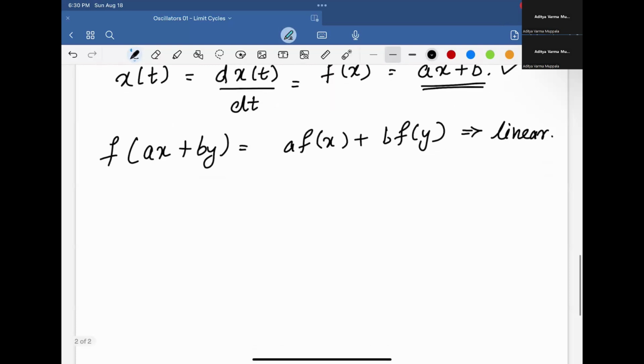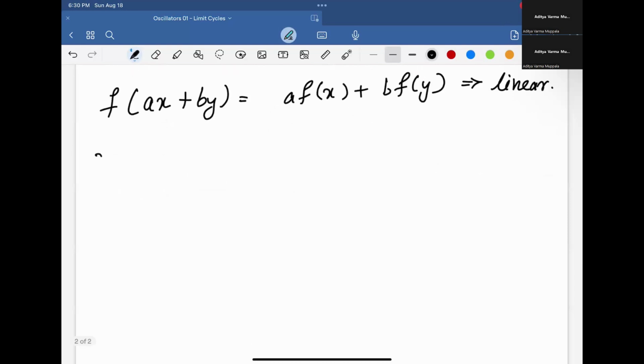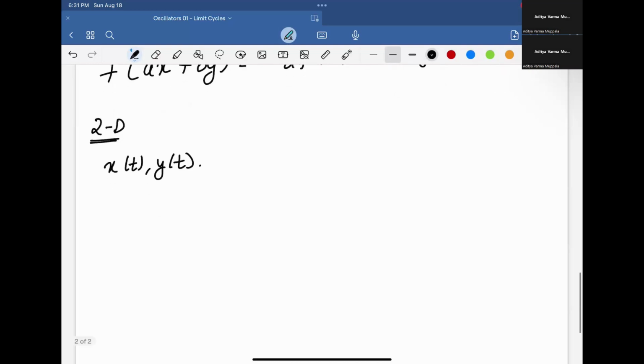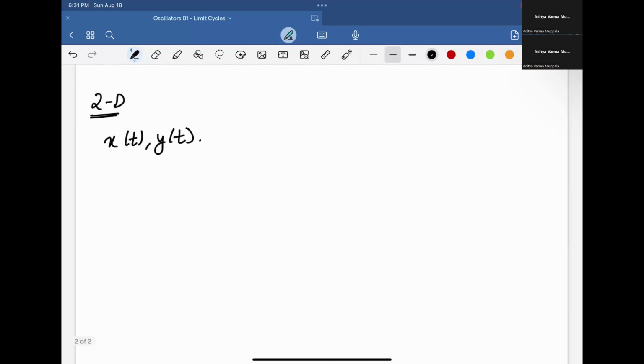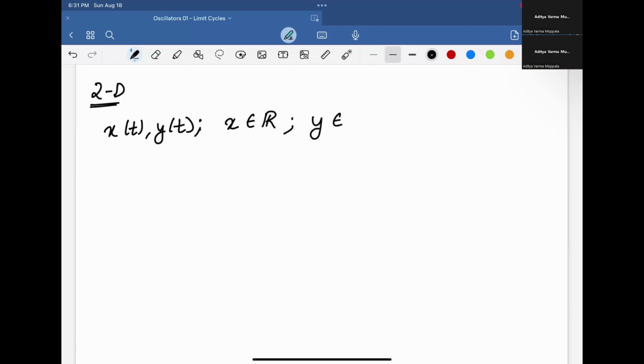It's pretty straightforward. We can quickly move into the 2D case. So what is a 2D differential equation? Right, so I can write, let's say given two variables, x and y, that are functions of time, right? You can say that they occupy some sort of space, right? So let's say x belongs to the real numbers and y also belongs to the real numbers. So over time, x takes values in the real line and y also takes values in the real line.